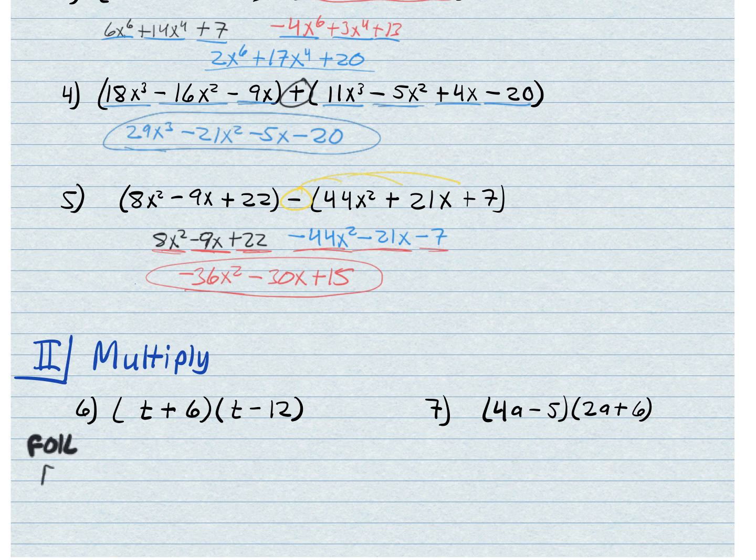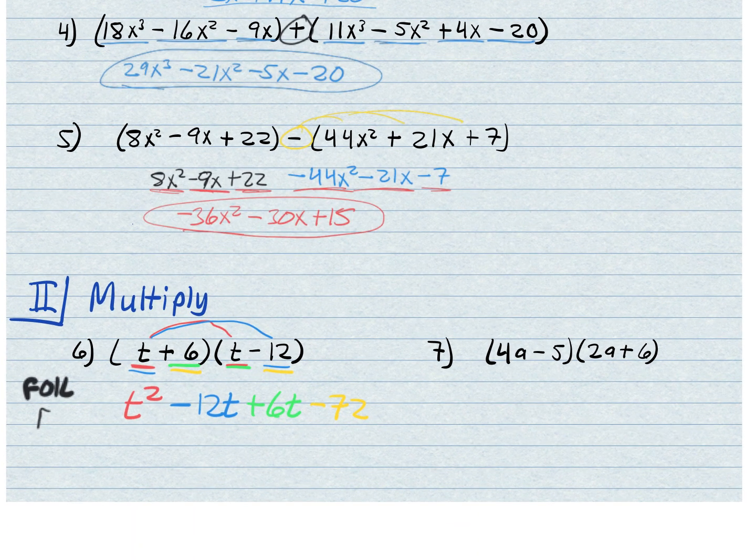You FOIL, right? So foiling, we're going to do first times the first: t times t is going to get us t squared. Outer times the outer: t times negative 12 is going to get you negative 12t. Inner times the inner, so 6 times t is going to get you plus 6t. And then the last times the last is going to get you negative 72. 6 times negative 12 is going to get you negative 72.